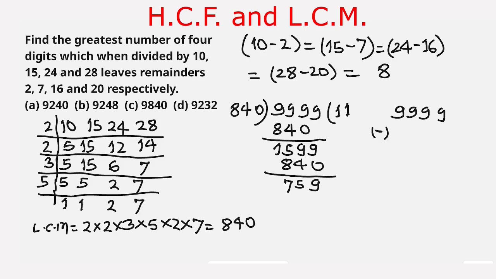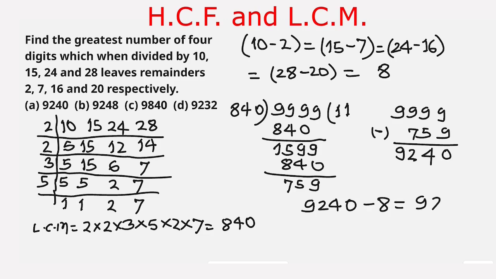So we have to subtract 759 from 9,999 and we get the number 9,240. Now we have to subtract 8 from it and that will be our answer. 9,240 minus 8 is 9,232. And from the given options, our answer is option D, 9,232.